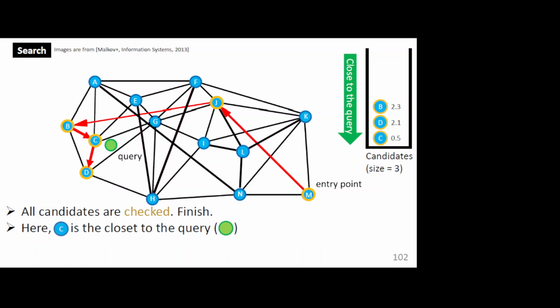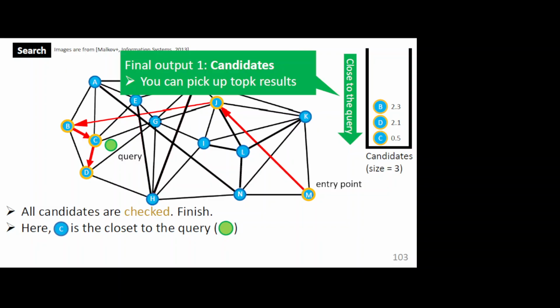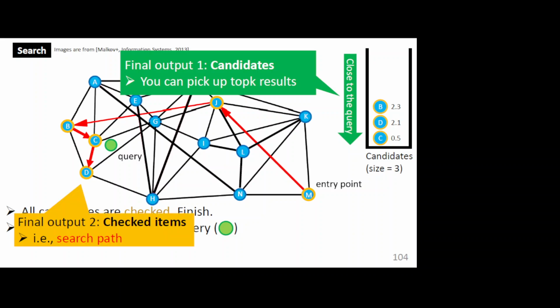You can see in your bucket, all these are checked with a yellow circle. So they are all checked. Then we can stop our search algorithm. Your final output will be your candidates. Here, we output the top 3 candidates, C, D, B, and also their distance to the query. Output 2 is the checked items, and also the path. So you find from N, J, B, C. This is your path.